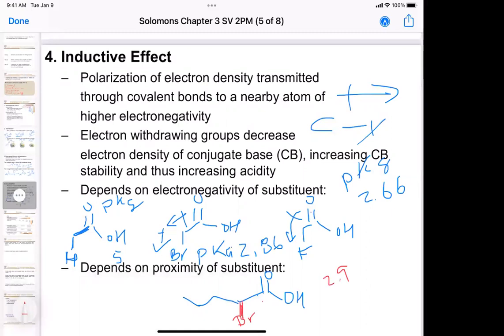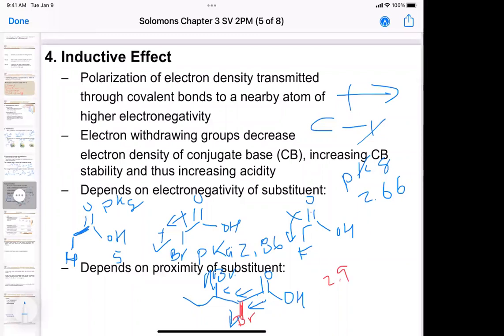Okay, so what's going to happen if I move it over one carbon atom? Let me now move the bromine way over here. So instead of drawing electron density through this bond and this bond, it has to draw electron density through this bond and this bond. So what's going to happen to pKa? The acidity is going to increase, or the pKa? Okay, so the pKa is going to go up because it's less acidic.